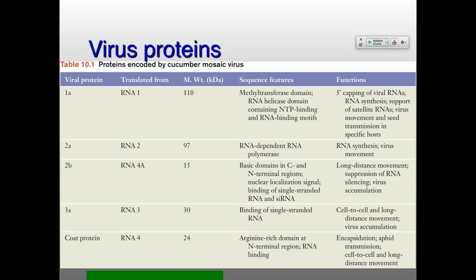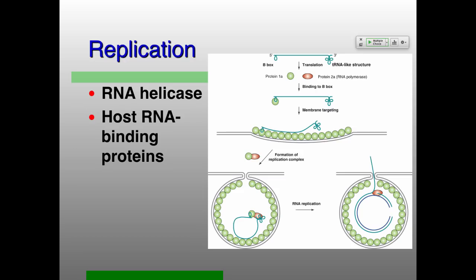Replication, so back up here. This viral protein 1A has a methyltransferase domain, but also has an RNA helicase domain. And that RNA helicase domain seems to be really important for the replication taking place in these cells. Now, one of the things that we haven't talked about too much yet, but we'll continue to talk about more and more for the rest of the RNA viruses, is that double-stranded RNA inside a cell is really, really bad as far as the virus is concerned.